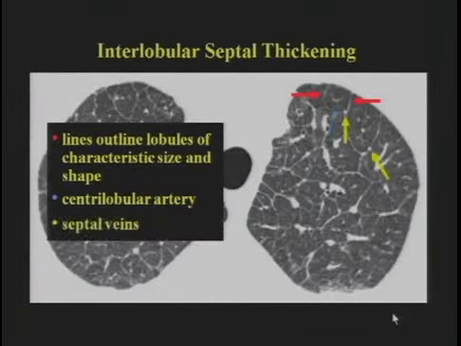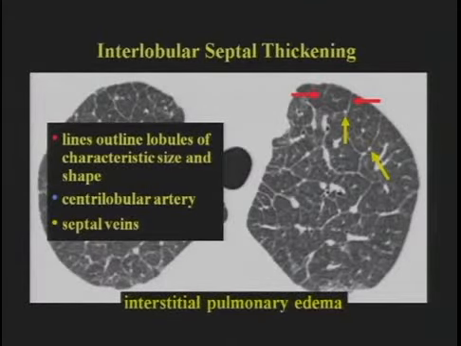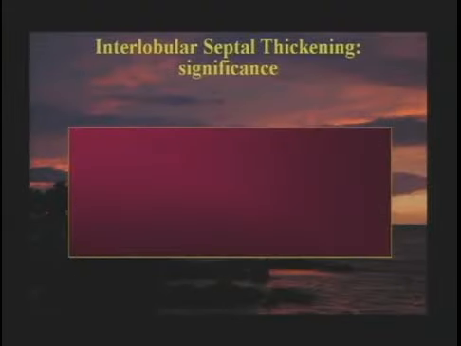Then within the interlobular septa themselves, we often can make out septal veins, and these may be dot-like or occasionally branching. Interlobular septal thickening, in this case, is due to interstitial pulmonary edema, certainly a common cause of that abnormality. Well, what do you do if you see interlobular septal thickening on high-res CT?